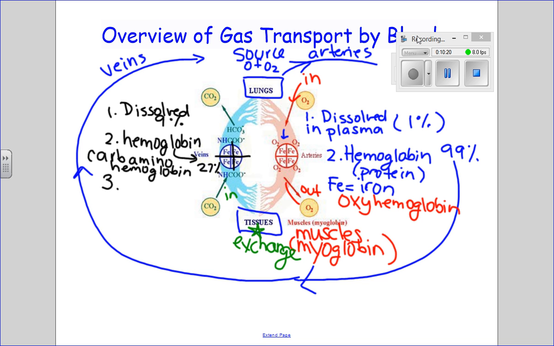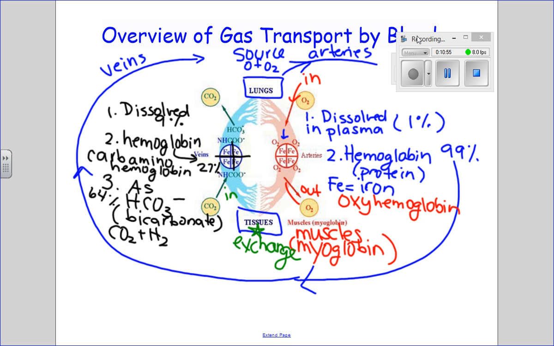The third way is as HCO3 negative, which is bicarbonate. Now, if you're looking at the numbers, this is the number one way that CO2 is transported, about 64%. Now, how do I get from CO2 to bicarbonate? Well, basically, there's a reaction with water.